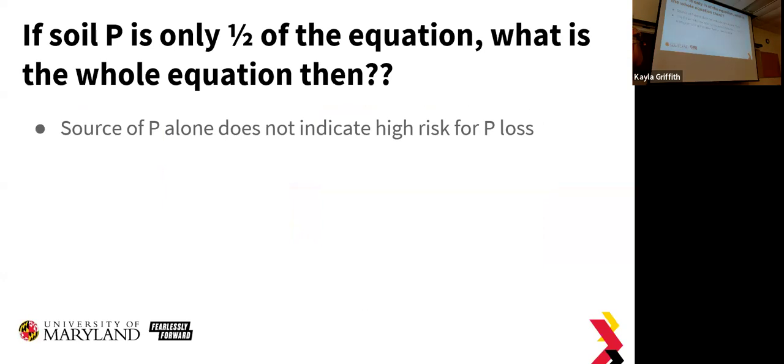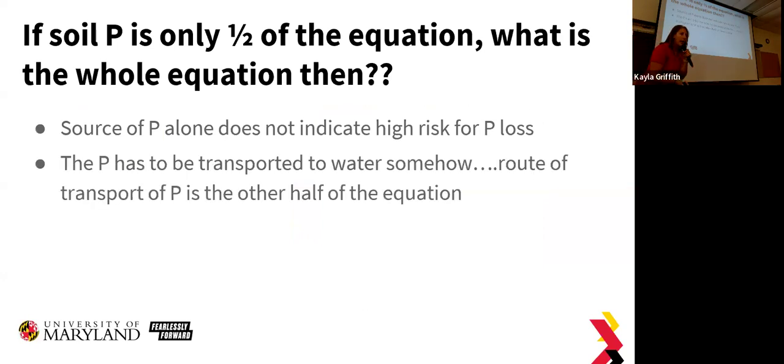Why? The phosphorus has to get to the water body somehow, right? Just because it's there, it has to move and physically get to that body of water. So that transport pathway is the other half of the equation, all right? This is the very simple premise of how we ended up with a P-index or a PMT, generations later. This very simple idea of source and transport. All right, so what does that mean?